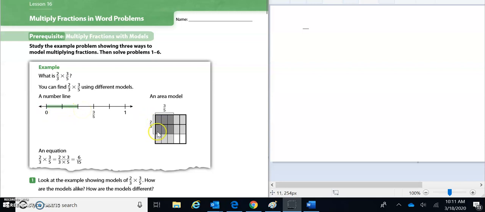The area model shows 6 out of 15 total because we have 1, 2, 3, 4, 5, 6 that's shaded in out of the total 1, 2, 3, 4, 5, 6, 7, 8, 9, 10, 11, 12, 13, 14, 15. So you have 6/15 here. The last one is our equation, which shows multiplying the numerator by the denominator. 2 times 3 equals 6, and 3 times 5 equals 15.